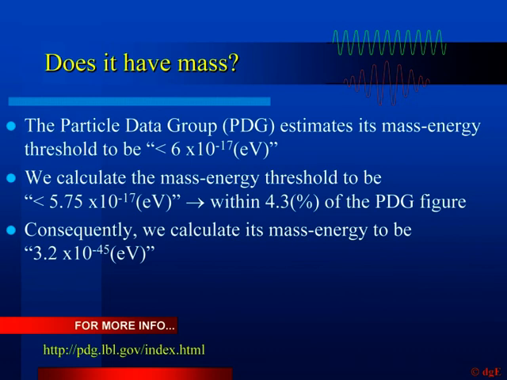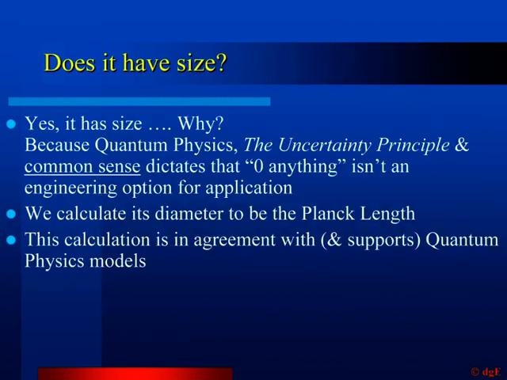We obtain this result utilizing standard Fourier harmonics. Consequently, we calculate its mass energy to be less than or equal to 3.2 by 10 to the minus 45 electron volts. This is an extremely small quantity of mass, coming as no surprise, because the photon is considered to be massless.